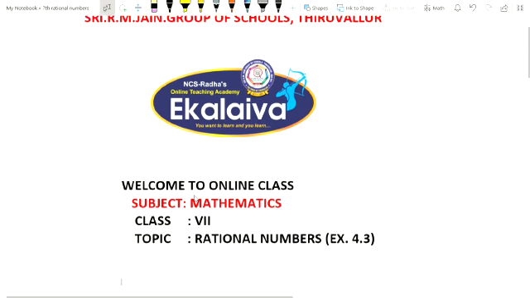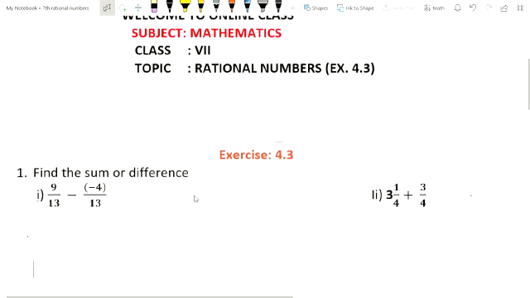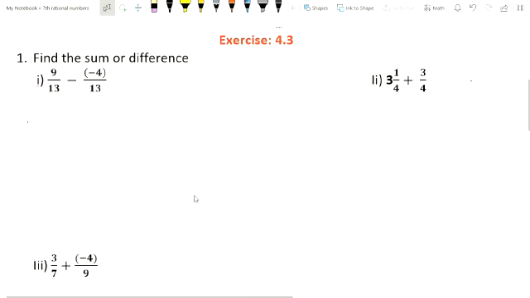Exercise 4.3. First question. Find the sum or difference. First question: 9 by 13 minus of minus 4 by 13. So find the sum or difference.